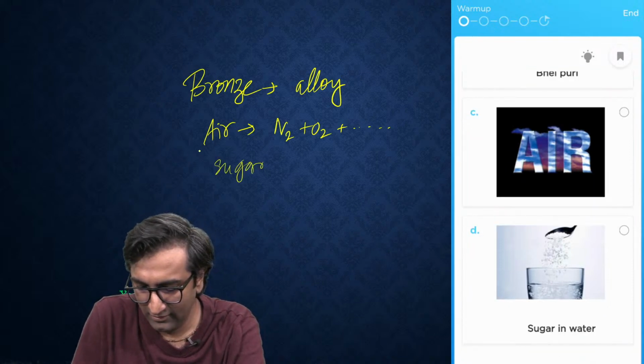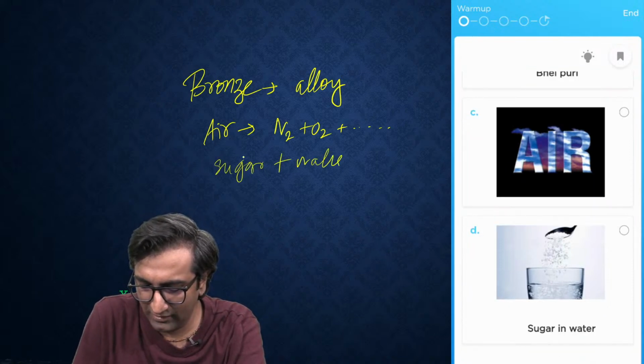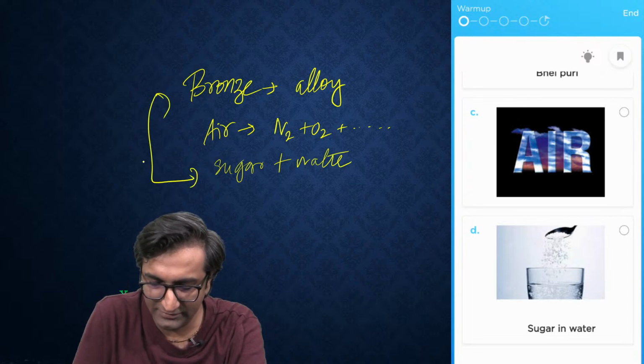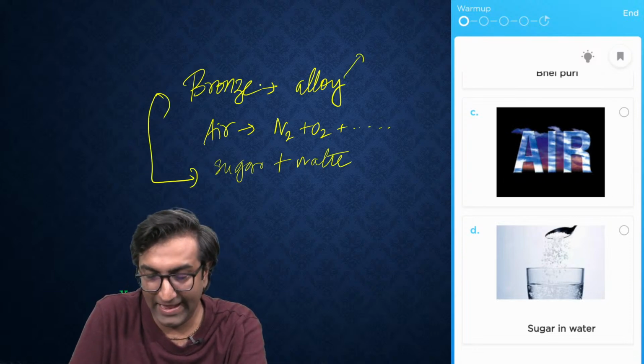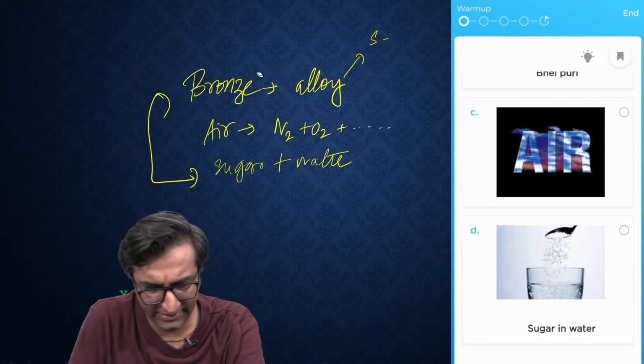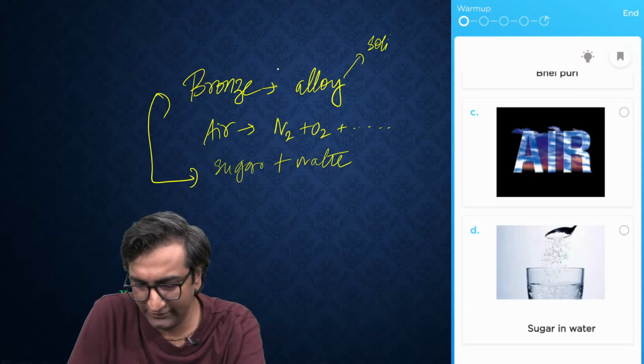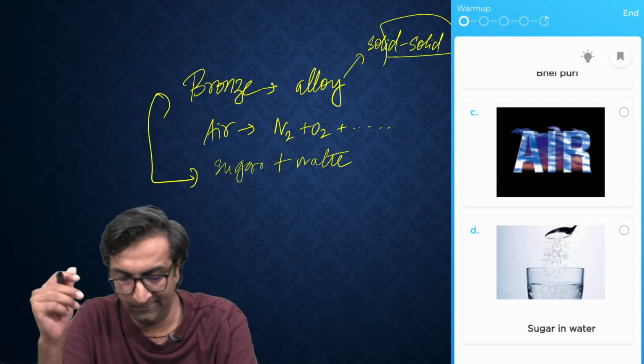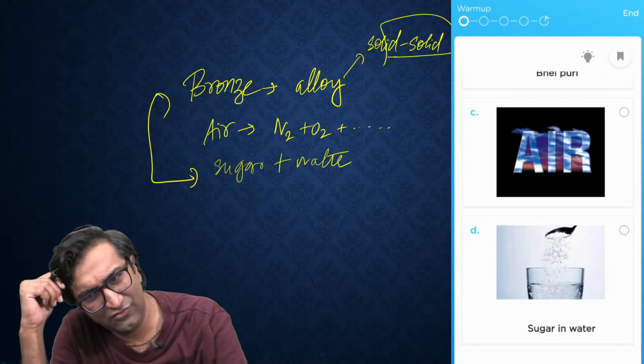Okay. आउट ऑफ दिस मुझे पहला और तीसरा तो क्लियरली पता चल रहा है कि सोल्यूशन है. क्यों? एन एलॉय इज अ सॉलिड सॉलिड सोल्यूशन, राइट? यू नो दिस, राइट? ये तो आपको आइडिया है कि दो सॉलिड्स का सोल्यूशन इज बेसिकली एन एलॉय. ओके, ग्रेट. व्हाट अबाउट एयर? इज एयर अ सोल्यूशन और नॉट?